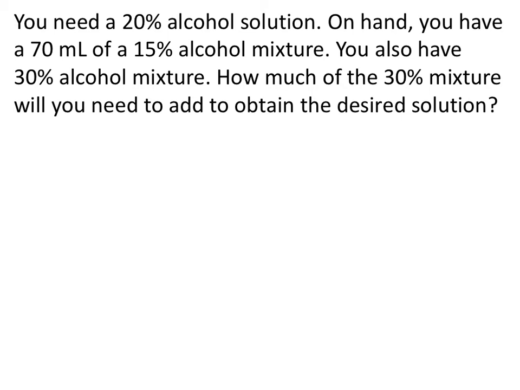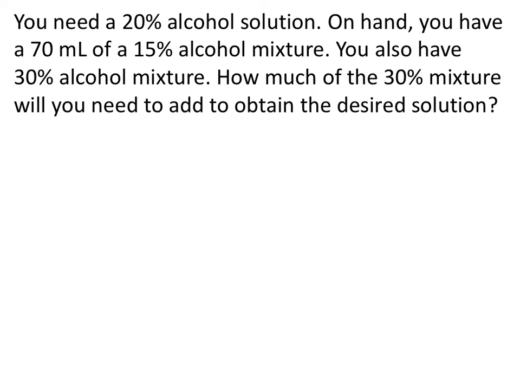Okay, so we've got three different concentrations, that's the word, of alcohol right here. And what we want is a 20% solution, okay? Now, there's two unknowns on this. We don't know how much 20% alcohol solution we will have. And we also don't know how much 30% alcohol mixture that we have. Okay, we're just going to assume that we have enough of both. But we've got to make the 20% out of our 70 milliliters of the 15% mix.